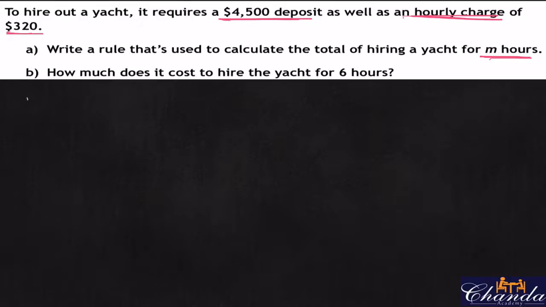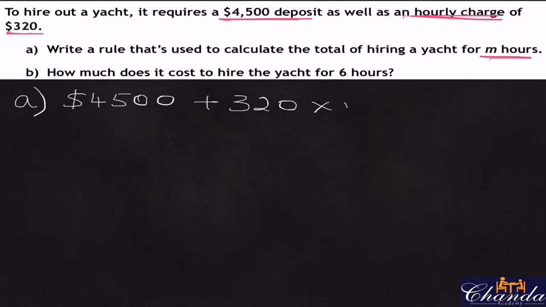So let's have a look at part A. It costs him $4,500 to hire the yacht plus an hourly charge. An hourly charge is simply a rate that he has to pay every single hour. And we're talking about M hours here. So he has spent $320 times M, because that's the number of dollars per hour and that's the number of hours. Think about it like if there were 4 hours and he's spending $320 per hour, that would be 320 times 4. Except in this case, we don't know that it's 4 hours. We simply know that it's M hours because we need to figure that out.